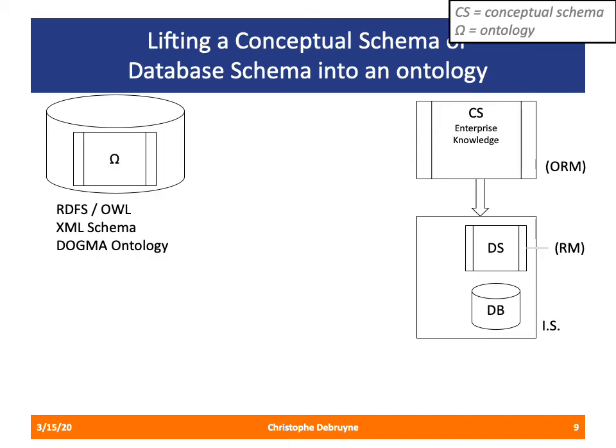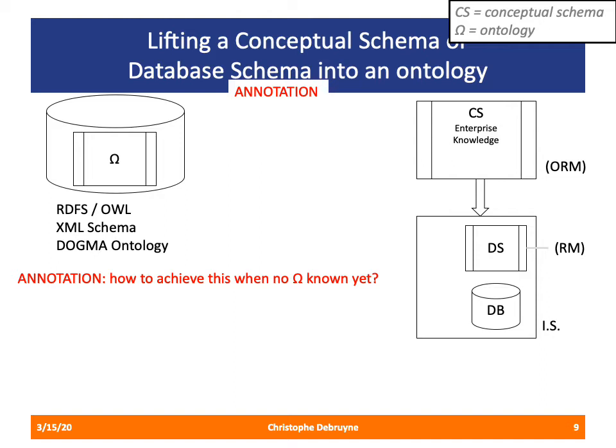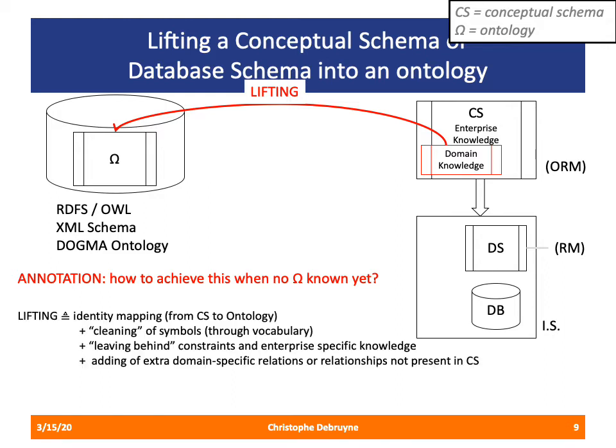Now assume we have a conceptual schema or a database schema, and we need to map that onto an ontology, but the ontology doesn't exist yet. Can we create an ontology out of a conceptual or database schema? Yes, we can create parts of an ontology using those artifacts in a process called lifting. We will identify the parts of a conceptual schema that are relevant to a domain, so not enterprise specific, and we will map them onto symbols in the ontology.